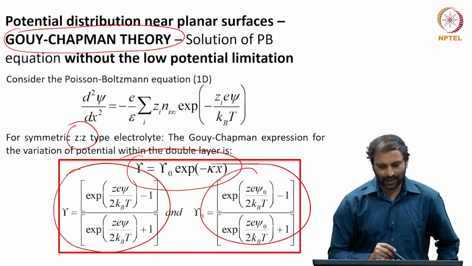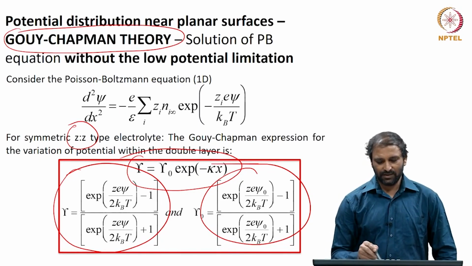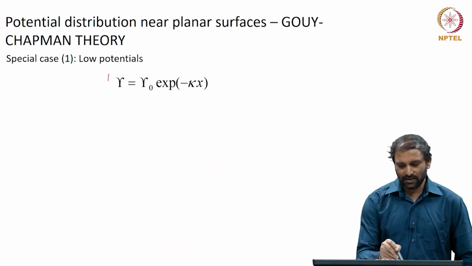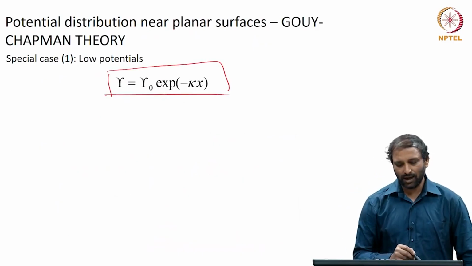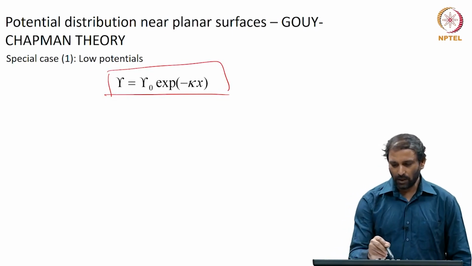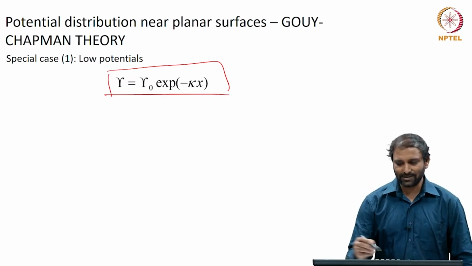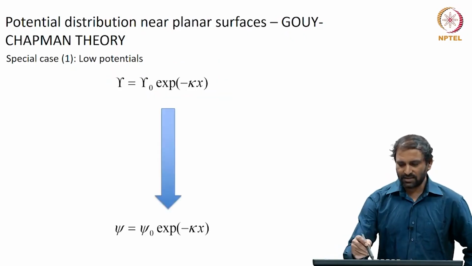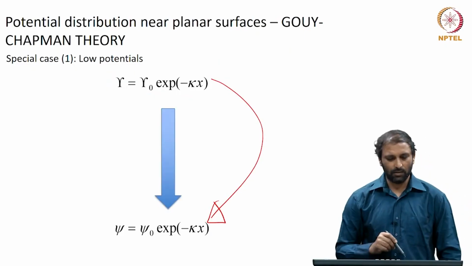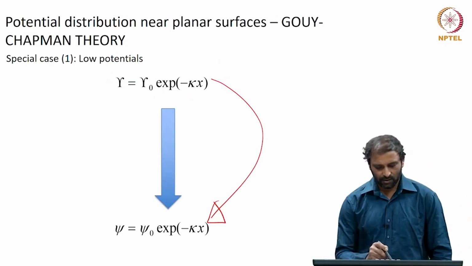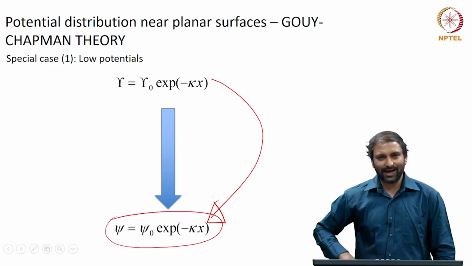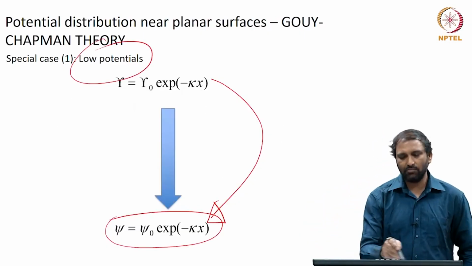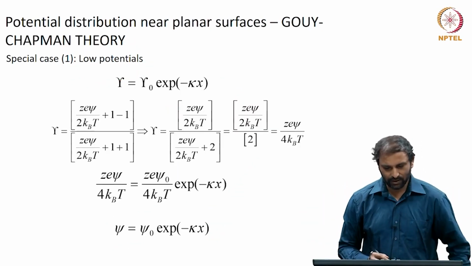So, now what we will do is we will try and look at simplifying this general expression to some specific cases. What we know is that gamma is gamma naught exponent minus kappa x, valid for any potential as long as the electrolyte is z is to z, right. Now, so we know that this expression can be simplified to psi is equal to psi naught exponent minus kappa x, of course, for the case of low potential, right. So, let us look at how do we do that.